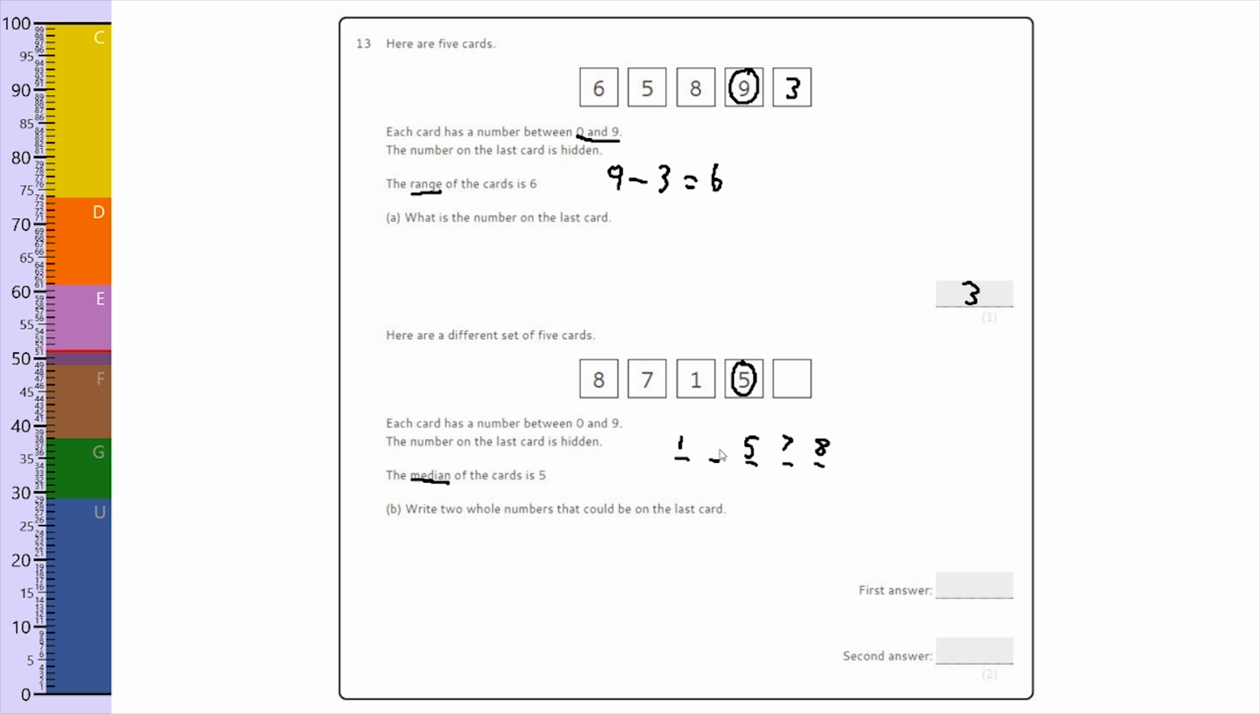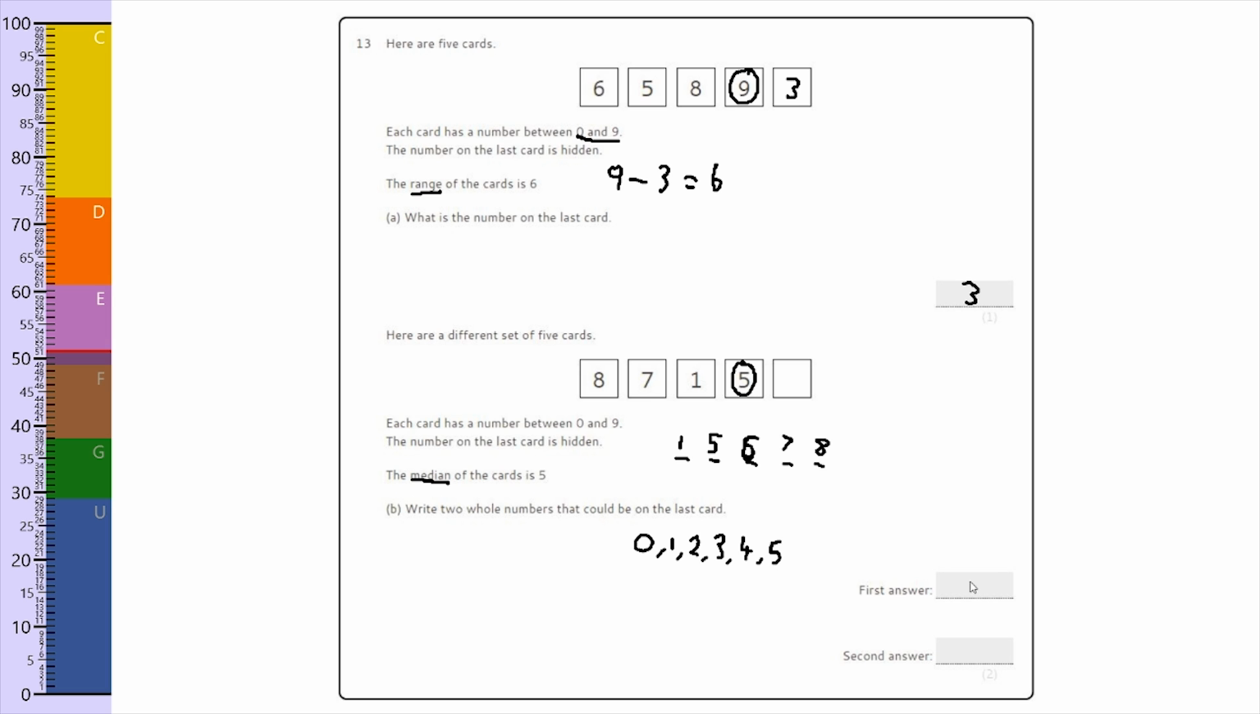So the number we're missing has to be less than 5, or equal to 5. So if it equaled 5, that would be fine. That would still make the median 5. But if I added a 6 to this, then the 5 would slip down there, and the median would now be 6. Okay, so the answer can be 0, 1, 2, 3, 4, or 5.